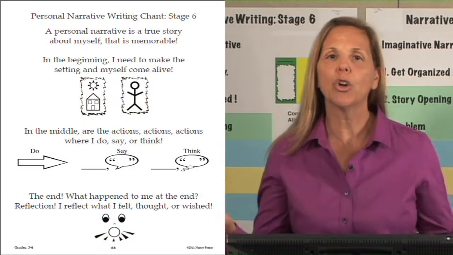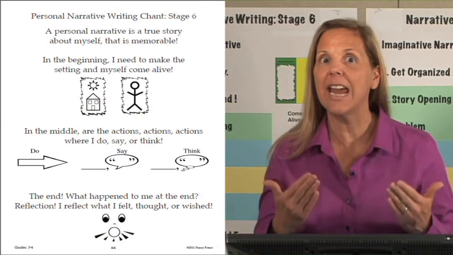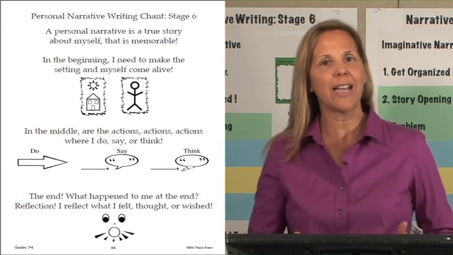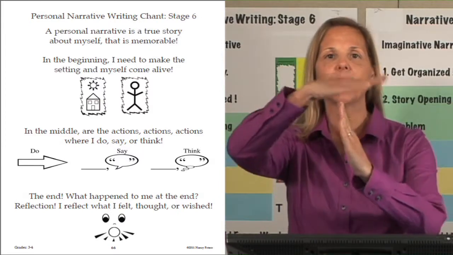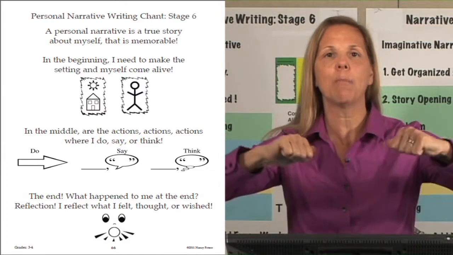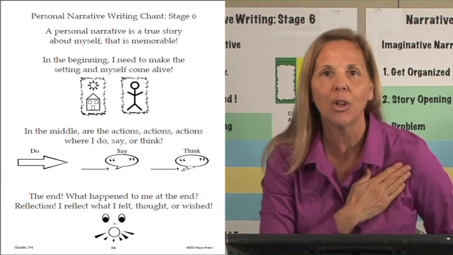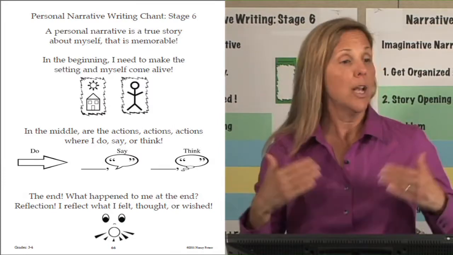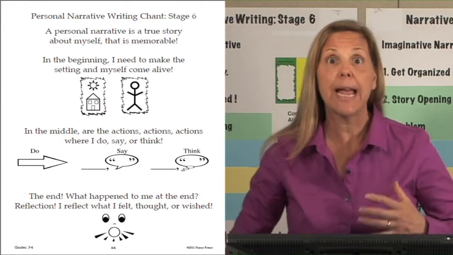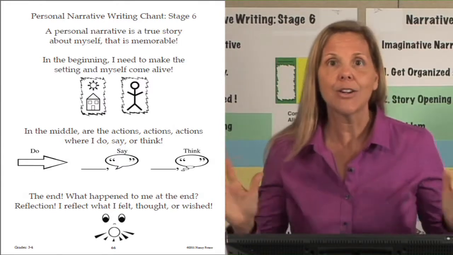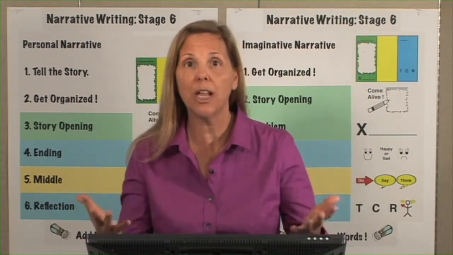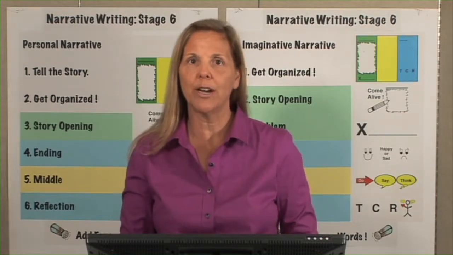Boys and girls, we're going to write a personal narrative at stage 6. Let's do our chant so that we know all the parts of the lesson. First of all, put your hands up with the letter T and say, a personal narrative is a true story about myself that's memorable. And we know when something's memorable, something happened to us that made us happy, sad, angry, upset, embarrassed, scared. And because we had that emotion, it's an important story to tell people. That's why we tell personal narratives.